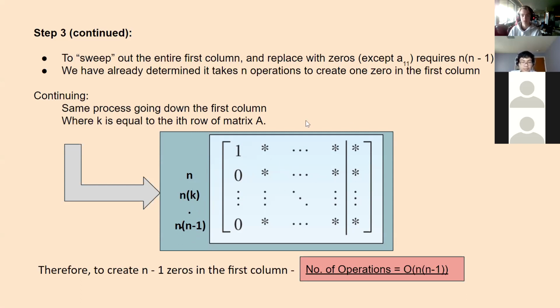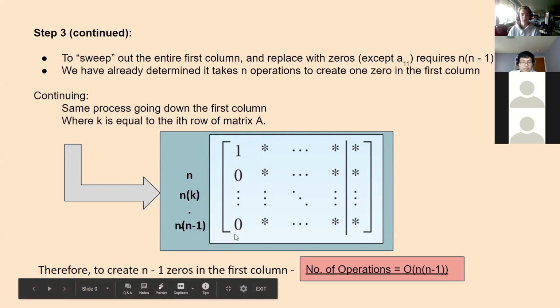This is just the sweeping out of the first column for zeros. The number of operations thus is n times (n minus 1).